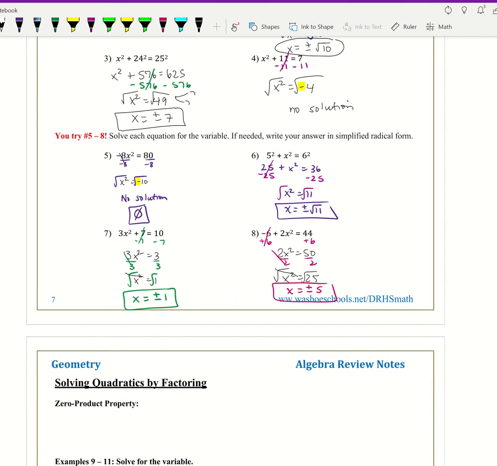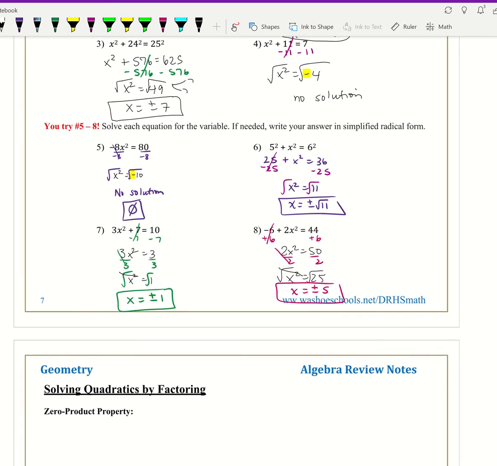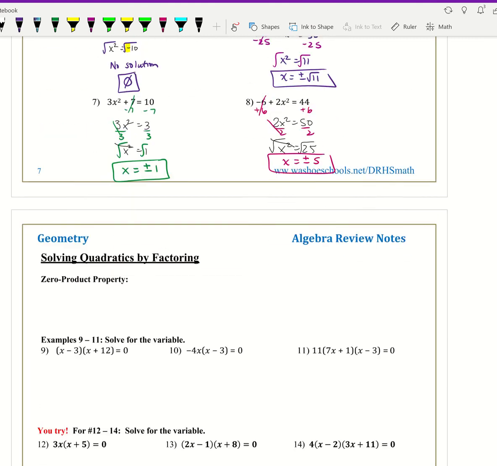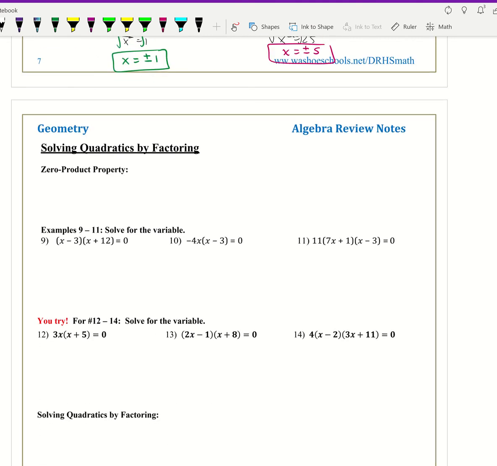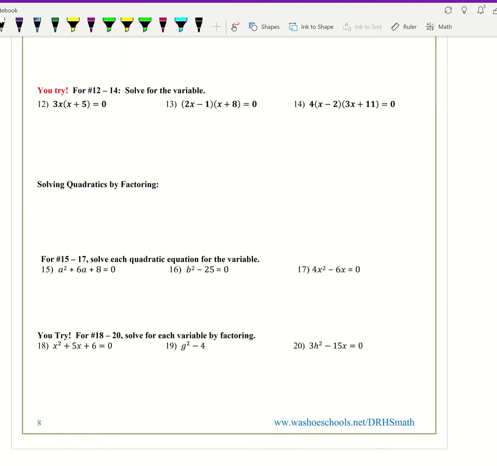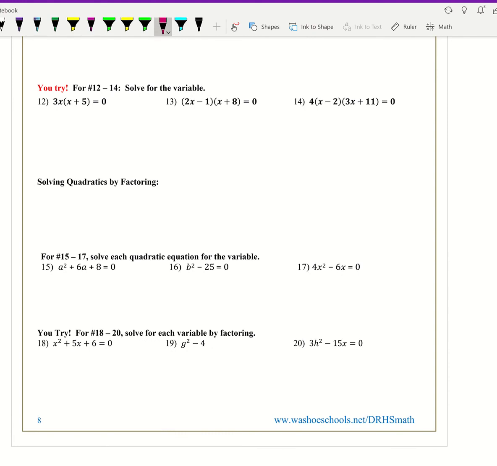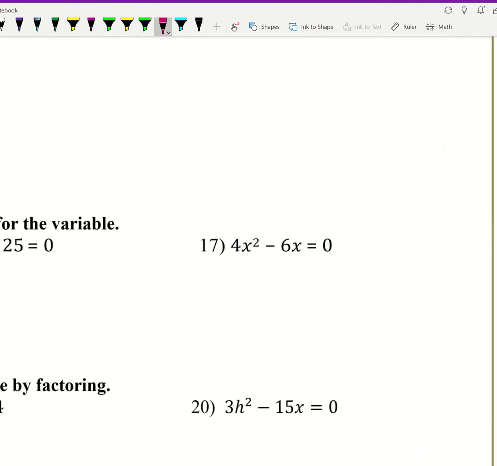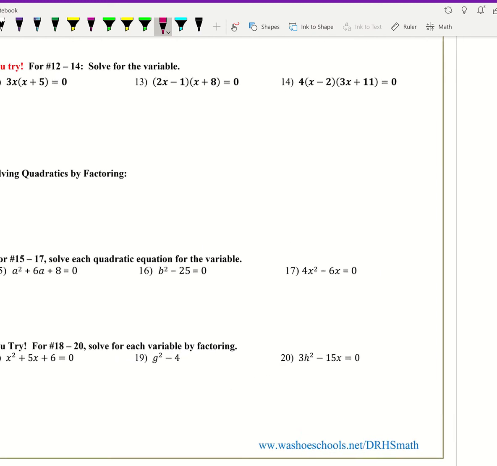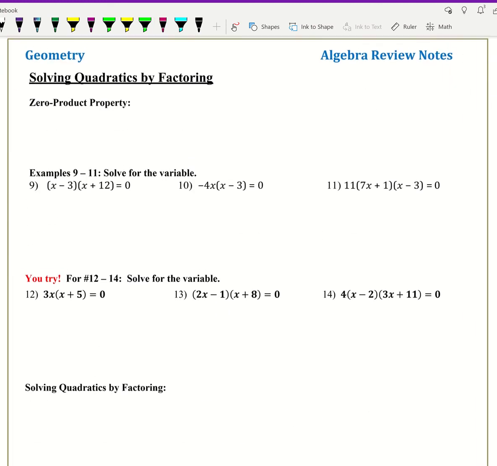So if you have an x squared that you can get alone, you can solve by square rooting. Not all problems have x squareds that you can get alone. Take a look at some of these. I have x squared and an x on number 17. I cannot get that alone. So I'm going to use a different strategy for some of these.